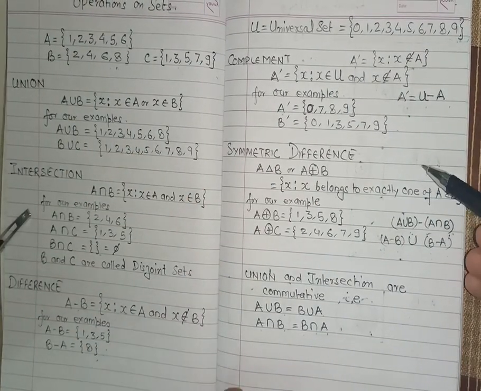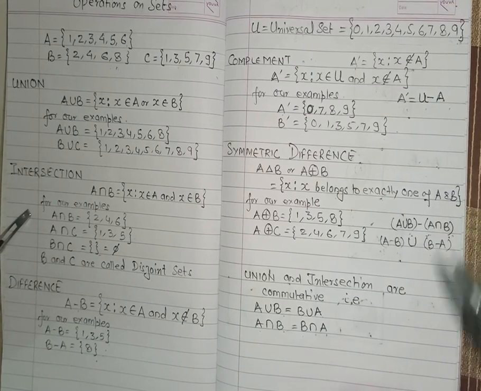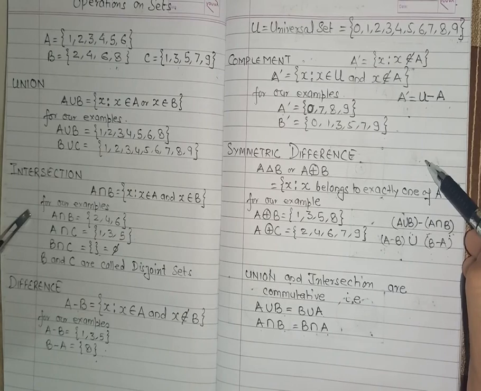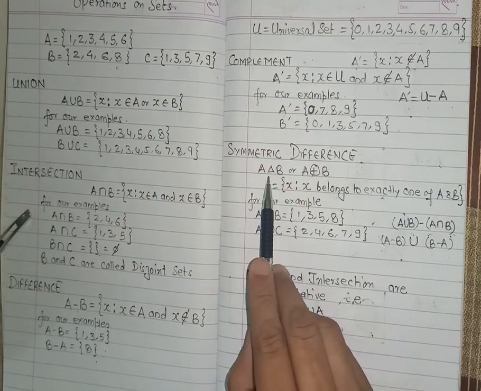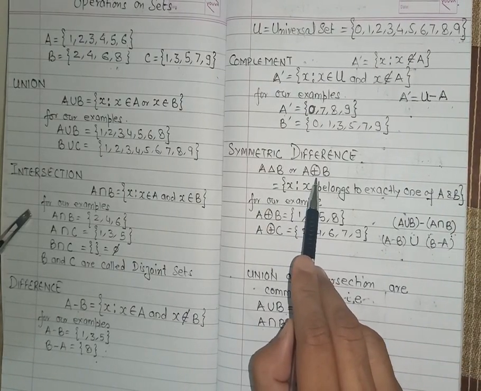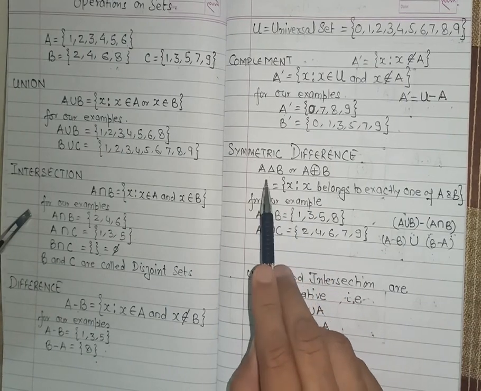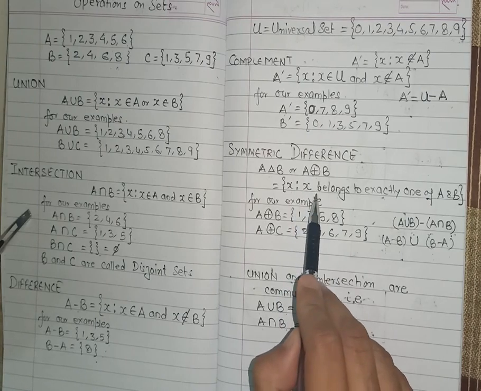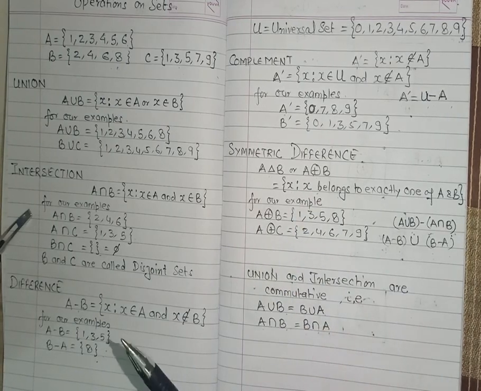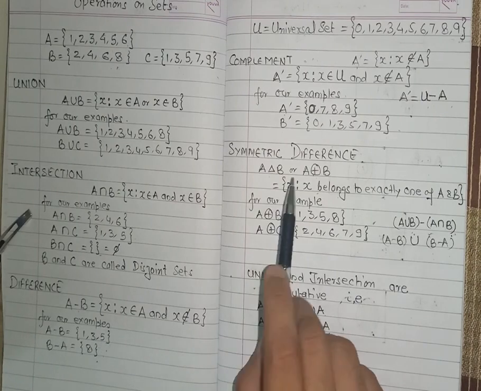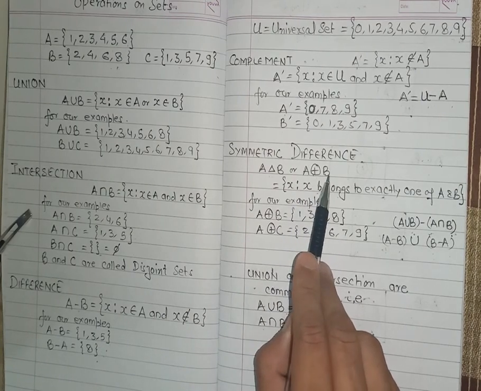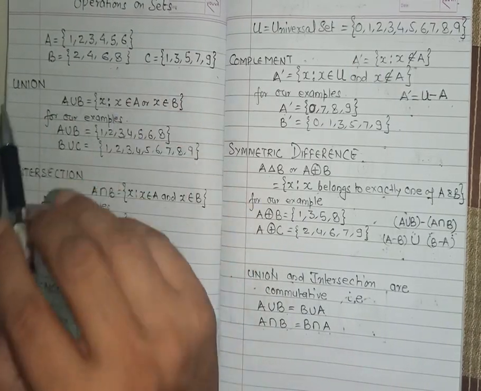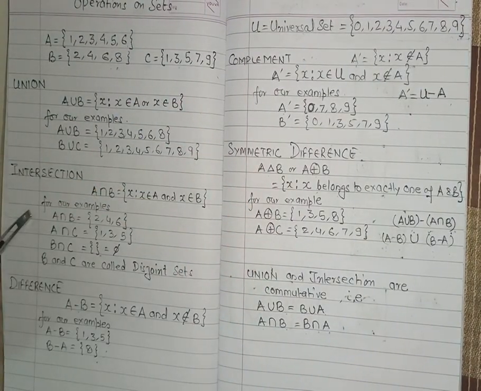Then the next operation, symmetric difference operation. Now this is a special operation. Symmetric difference operation can be denoted by this small triangle or this XOR like symbol. It means the symmetric difference of A and B is the set of all the elements which are present in exactly one of the two sets. That means A symmetric difference B is the set of those elements which are present in A or which are present in B but which are not present in both of them.